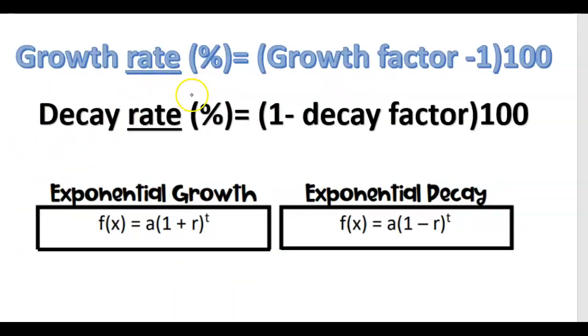The growth rate is a percent. You have to take that growth factor, subtract 1, and times it by 100 if it is asking for the growth rate from the equation. If it's asking for the decay rate, you have to do 1 minus the decay factor times 100 to change it into a percent. Growth equation, exponential equation. What's the only difference? Whether it's a plus sign or a minus sign. If this number is bigger than 1, you have a growth equation. If this number is less than 1, you have a decay equation.